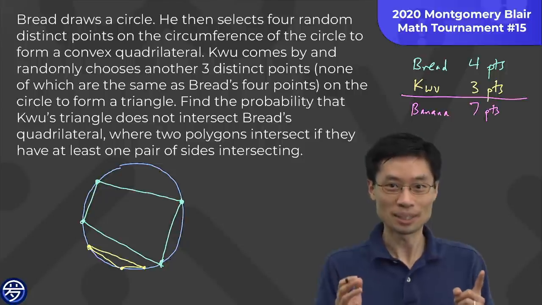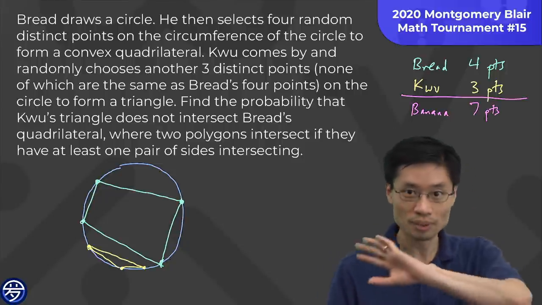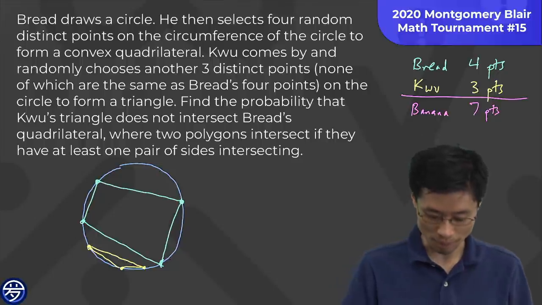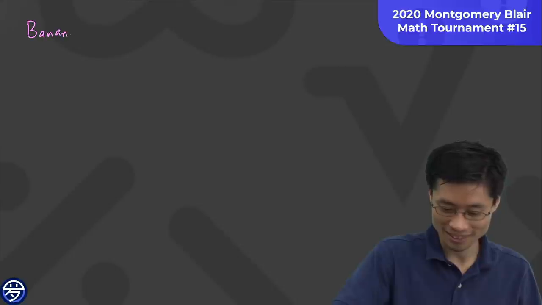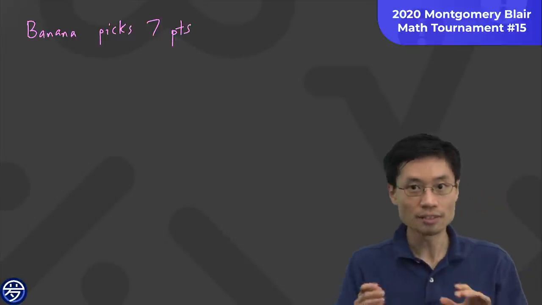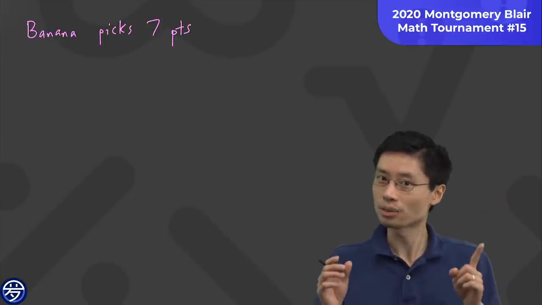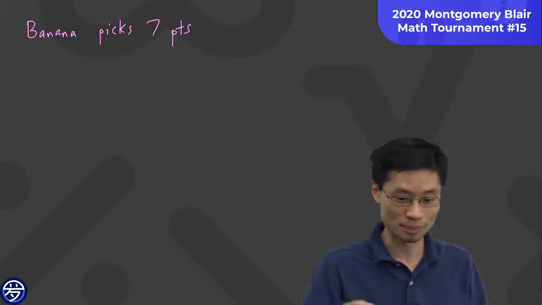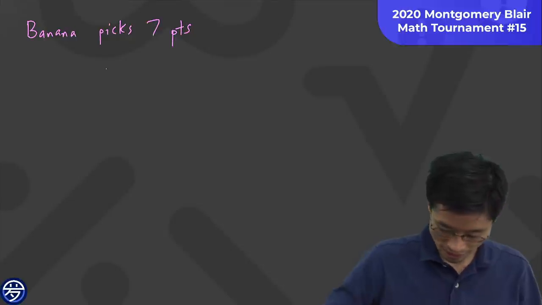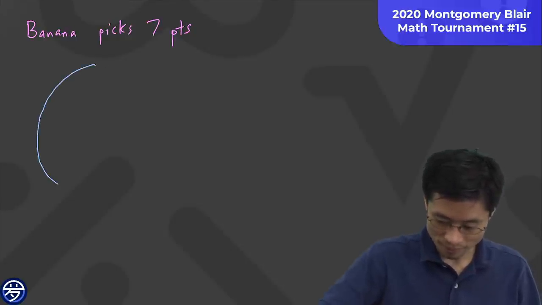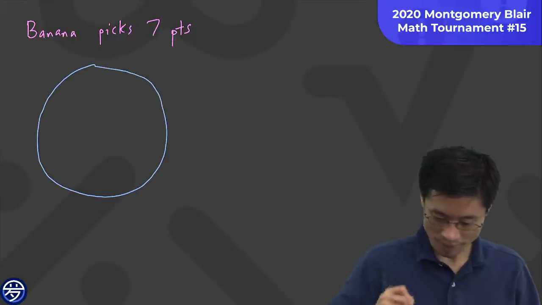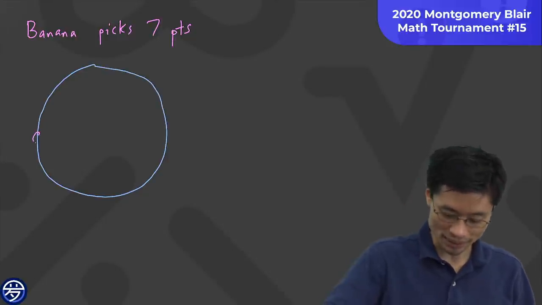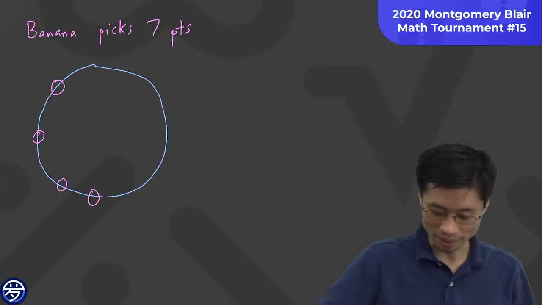Now we're talking about a probability, right? So what we've just turned the problem into is a much simpler problem. First, banana picks 7 points. And it's not even that banana picks 7 points at random. Actually, you could say that. Banana picks 7 points at random. You could say that. But all the probabilities from now on will actually be the same. So here we go. I need to have a circle. Sort of like a circle. Banana picks 7 points. I'm going to make them all kind of like open circles.